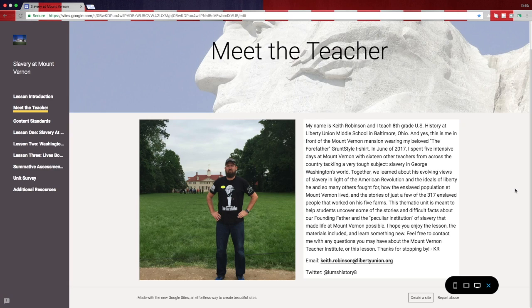But we looked at how George Washington viewed slavery, and how the enslaved people that lived there and on one of George Washington's 5 farms made his world work. And if it weren't for them, Mount Vernon would not have been the place that it was.